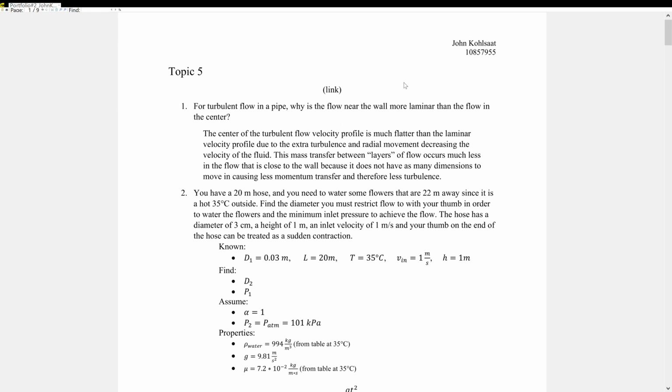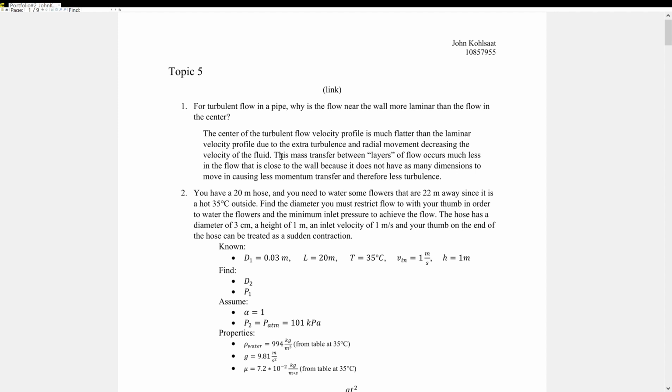All right, for this portfolio, we have the first topic, topic number 5. For turbulent flow in a pipe, why is the flow near the wall of the pipe more laminar than the flow in the center? This is essentially because turbulent flow has radial movement, which is what causes the turbulence and causes loss in energy because of the momentum transfer and friction loss.